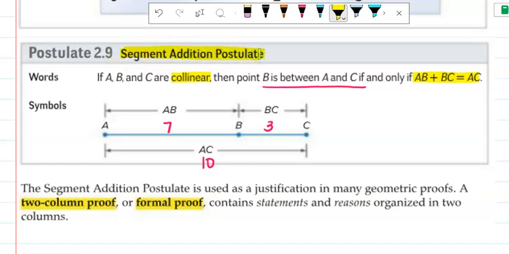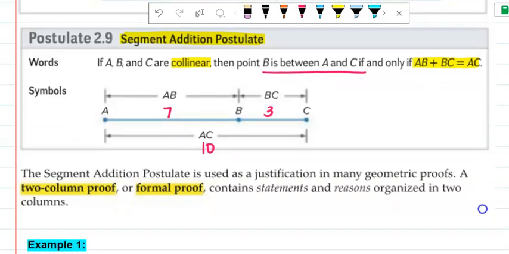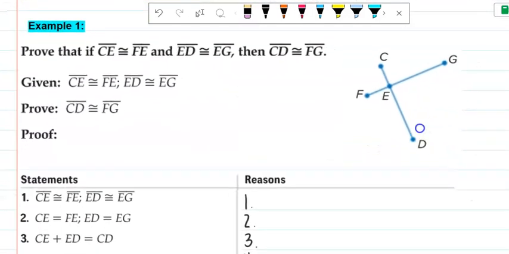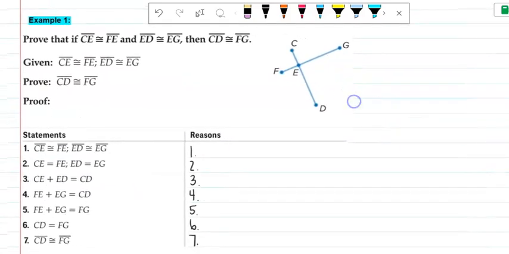That word postulate is just a fancy name, another way to say theorem. If you mix up postulate versus theorem, that's okay. We really just want to make sure that you know that it's the segment addition. We're adding segments together to get a larger segment. Okay, so then this first one is our first taste of actually writing a geometric proof.